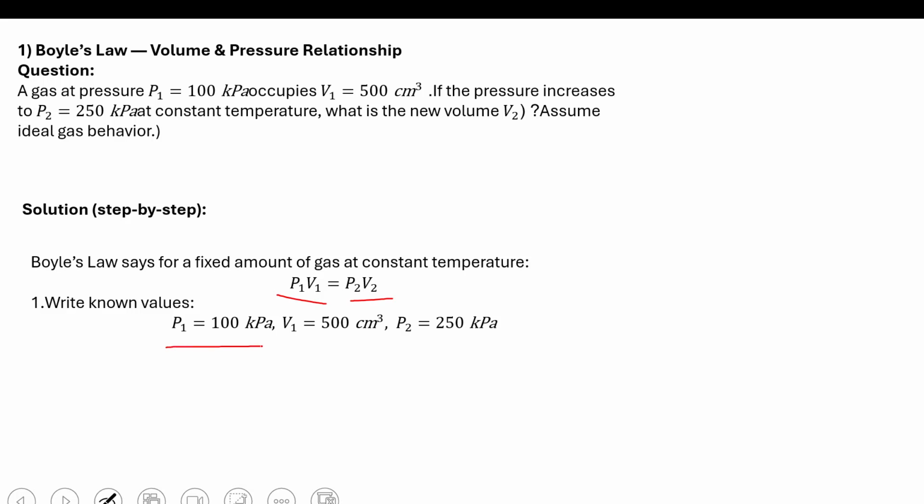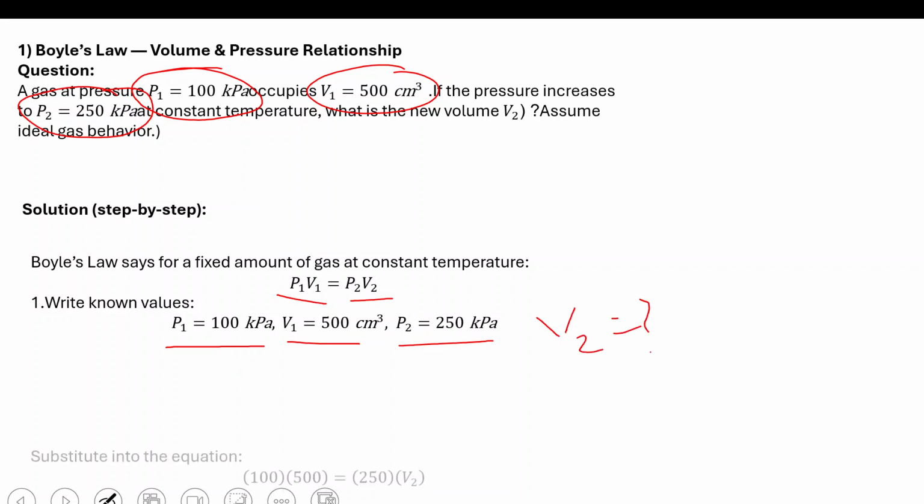P1 is 100 kilopascal. It's here in the question. V1 is 500 cm cube. Is here in the question. And P2 is 250 kilopascal. It's also here in the question. So we have V2 left to look for. V2 is not given. So that's our priority.